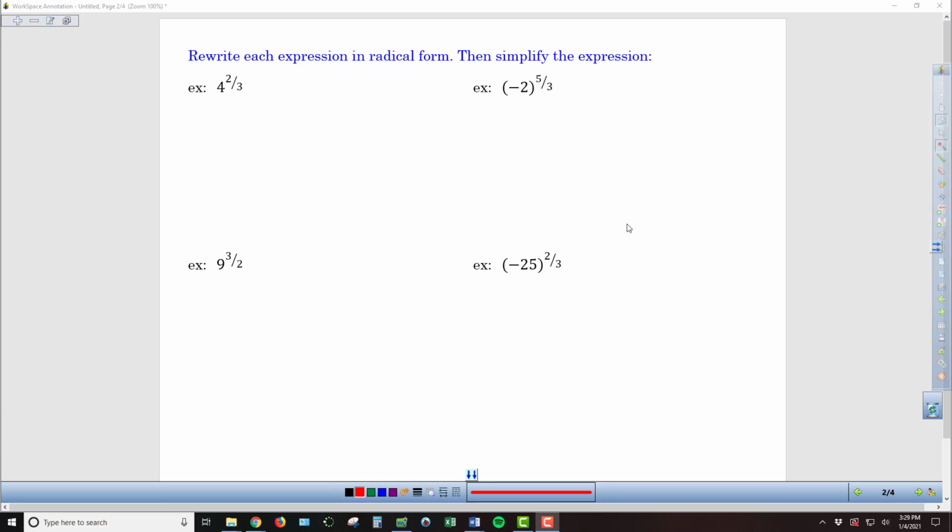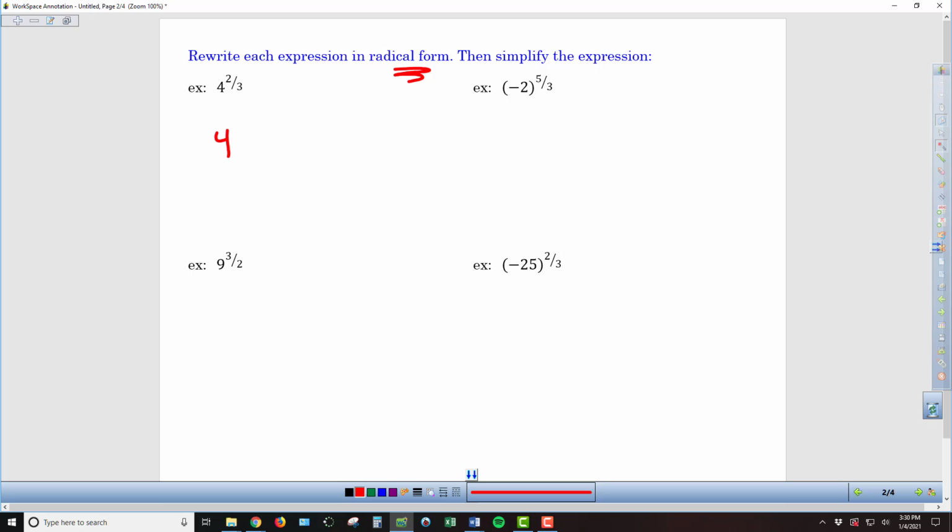Now when given a number that's raised to an exponent instead of just a variable, then there's potentially some more simplifying that has to happen. So in this first one here, where we've got 4 to the 2/3 power, I'm first going to rewrite it in radical form, and then I need to see if I can get anything out from underneath the radical. I couldn't really do that on any of the previous examples, but here we're going to be able to.